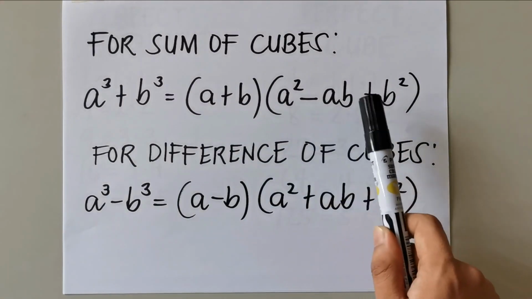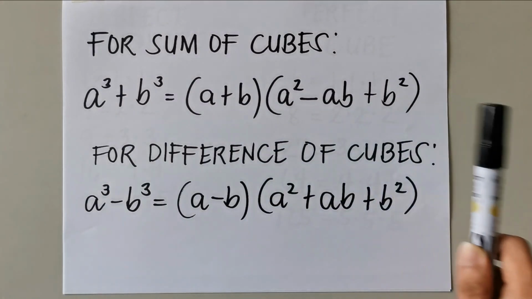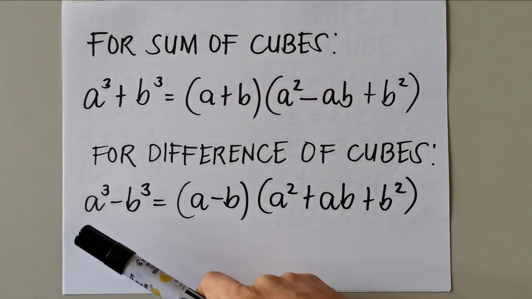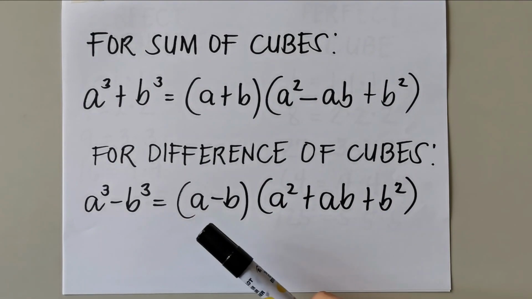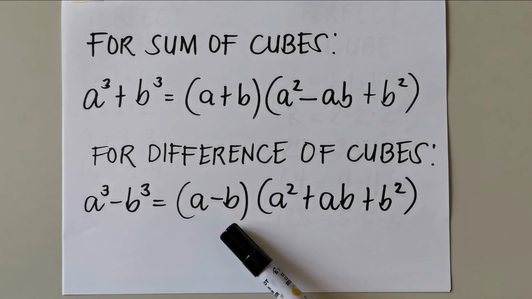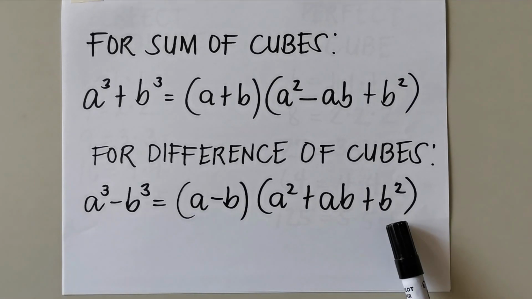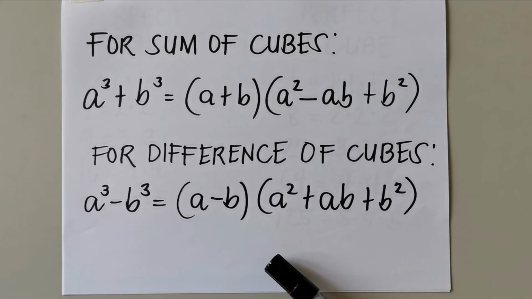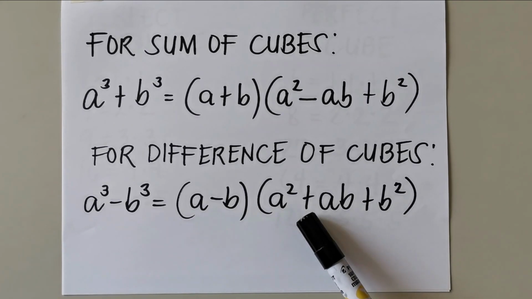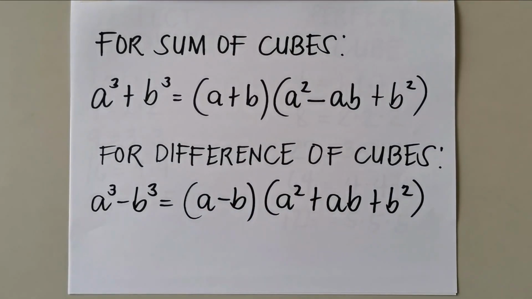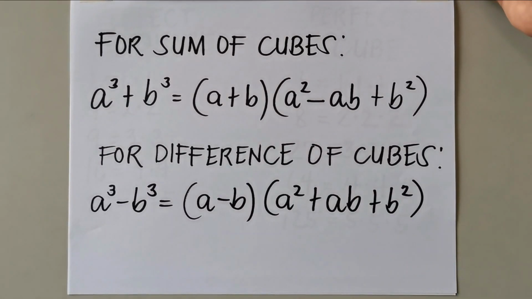Plus, minus, plus. Whereas for the difference of cubes, we will have to follow a cube minus b cube equals quantity a minus b times quantity a squared plus ab plus b squared. Again, take note of the arrangement of the operations: subtraction, addition, addition, minus, plus, plus. Let us have example number 1. Let us now apply the patterns.